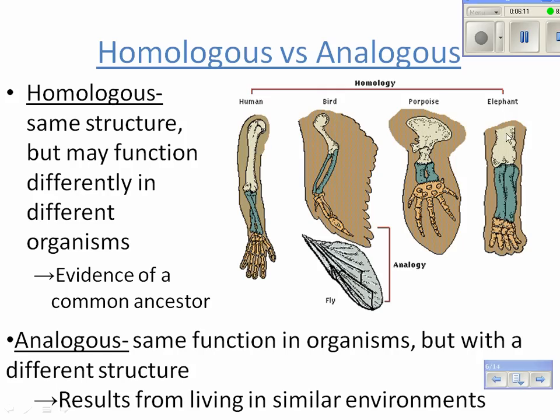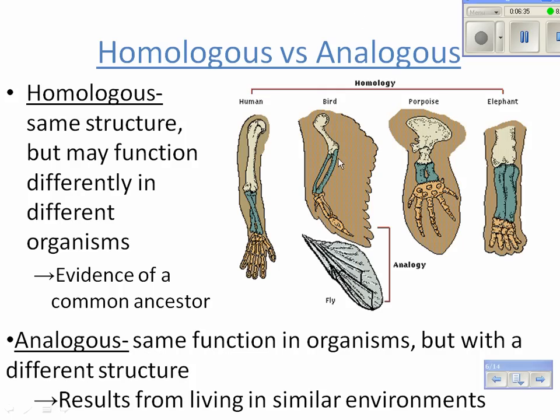So even though these organisms seem different and they use these structures for different purposes, they have the same underlying structure. This is evidence that these 4 organisms that have the same type of structure have a pretty recent common ancestor that have that same structure.